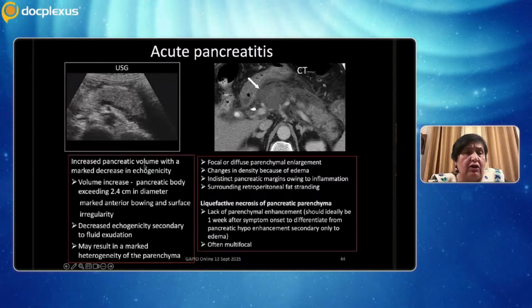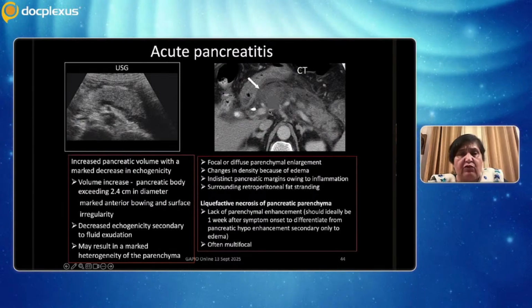On ultrasound, you see an increased pancreatic volume with marked decrease in echogenicity. The pancreas appears hypoechoic because of the edema which is there. The volume increases and the body exceeds about 2.4 to 2.5 centimeters. There's anterior bowing of the pancreas, surface irregularity, and you will see edema surrounding the pancreas. There might be a heterogeneity of the pancreatic parenchyma.